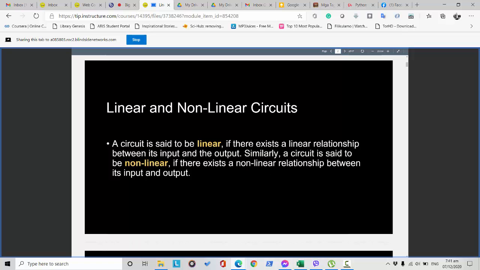Simply, we can say that a linear circuit is an electric circuit whose parameters, for example resistance, capacitance, inductance, and so on, are constant. However, a nonlinear circuit is also an electric circuit, but its parameters differ with respect to the current and the voltage. So that's the definition of linear and nonlinear circuits.